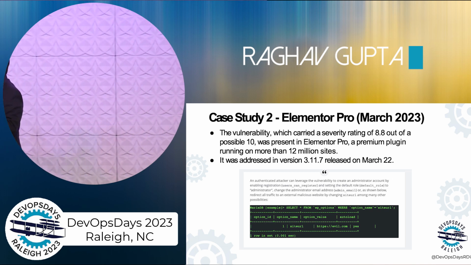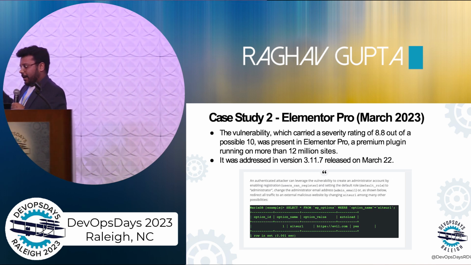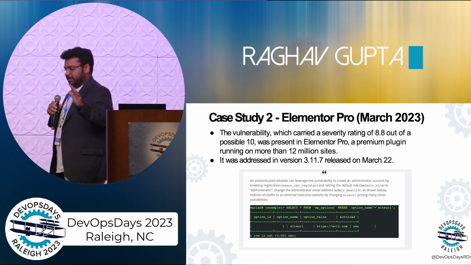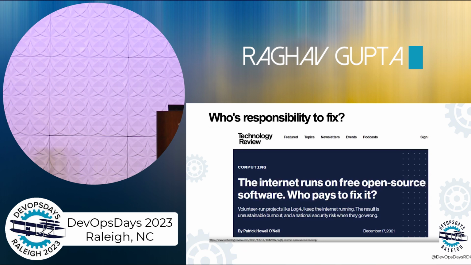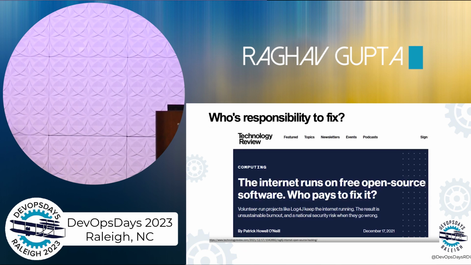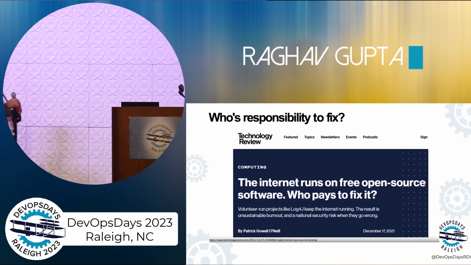And the second one is Elementor Pro, which happened 2 weeks ago. It touched 12 million sites, pretty much the top 10 most used plugin for a Drupal or a WordPress website. And it was able to hijack traffic from your website to a malicious website.